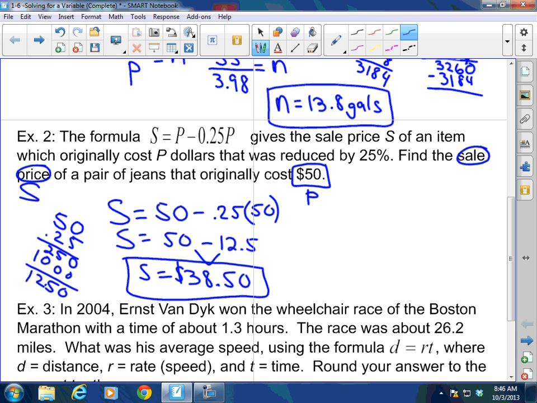Wait, what? Add the P. I didn't add anything. I evaluated. P was 50. So what did I do? Where I saw P in my equation, I evaluated it. I plugged in the unknown value because they gave me the known value. Does that make sense, my brother?